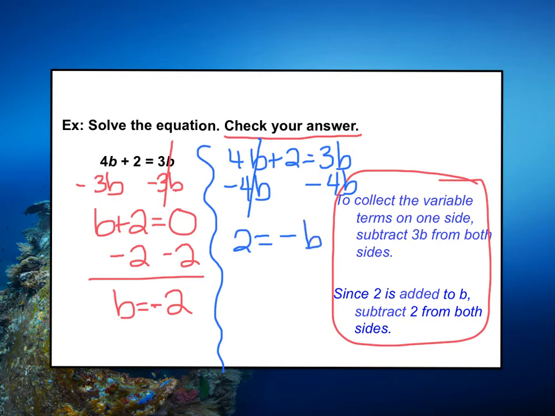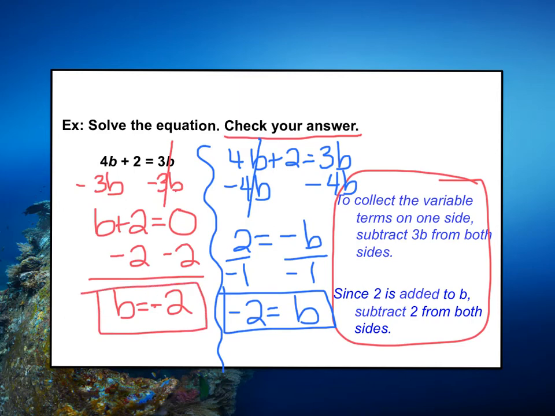We'll talk about looking at a number line for these problems. Divide both sides by negative 1, because we can't have a negative variable as our final answer. And then 2 divided by negative 1 is negative 2. And this equals b, because negative divided by negative is positive. Notice we got the same answer. It's just flipped.